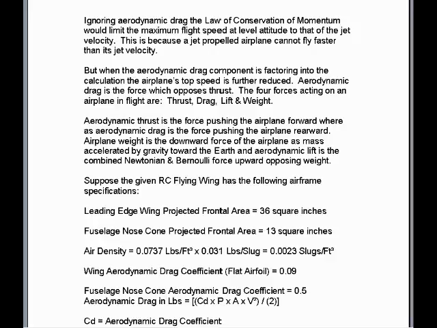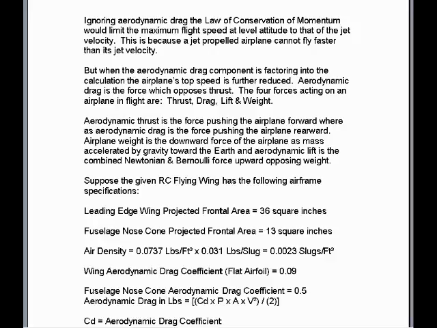Suppose the given RC flying wing has the following airframe specifications. Leading edge projected wing area, 36 square inches. Fuselage nose cone projected frontal area, 13 square inches. Air density in slugs per cubic foot: we would have to convert pounds per cubic foot air density to slugs per cubic foot air density.